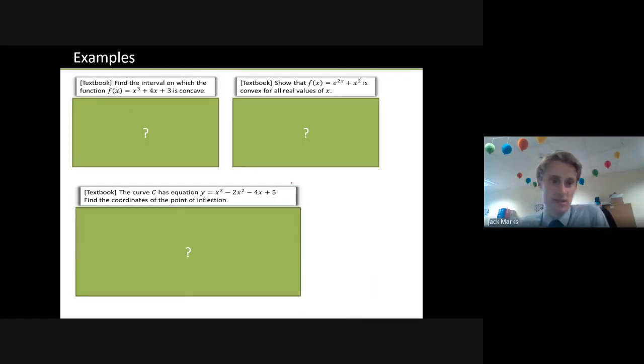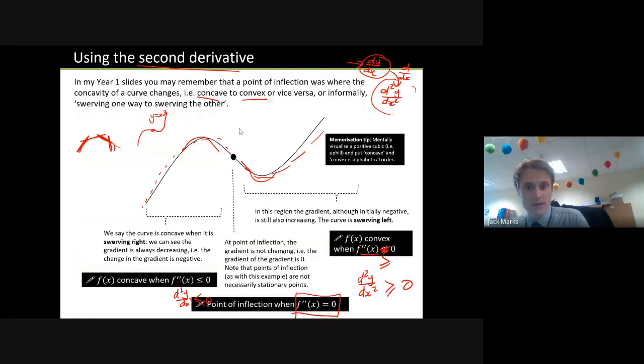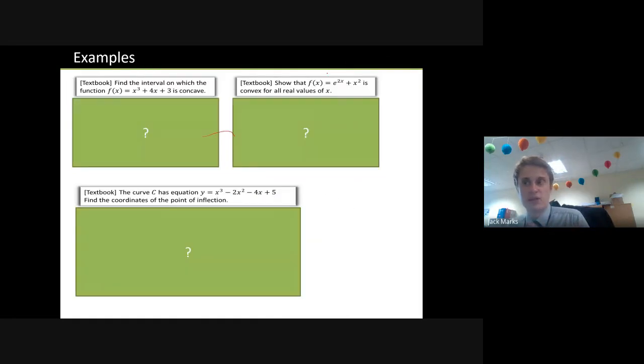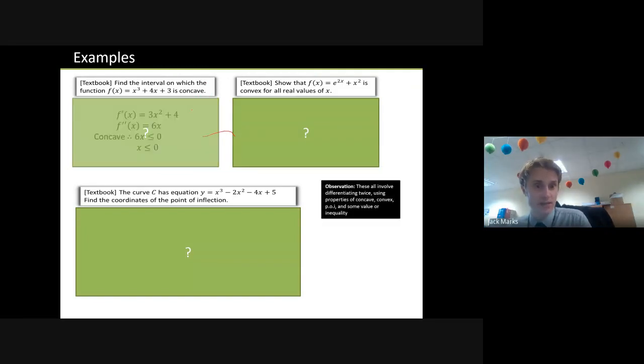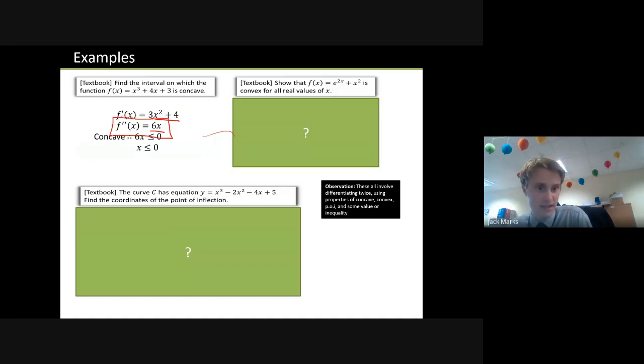The questions then. The questions look quite a lot like the increasing and decreasing questions that you saw in year 1. Increasing and decreasing was all about differentiating once. These are about concave and convex, so they're often about differentiating twice. So let's have a look at some examples. Differentiate once, differentiate twice. The rule to find the second derivative is this. Take your x value and multiply it by 6.